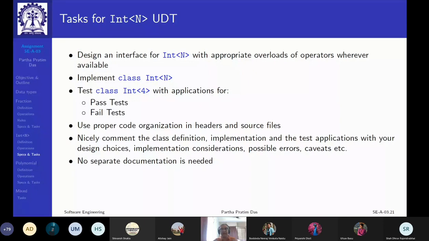So I can have a fraction of int n. So I can have a fraction where the numerator and the denominator are represented in 4 bits, they wrap around in 4 bits, but that ratio behaves like a fraction. Right?